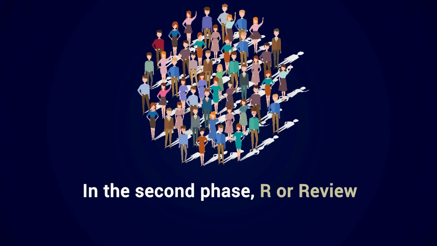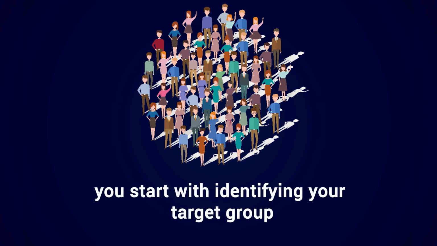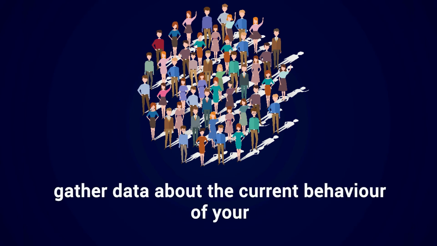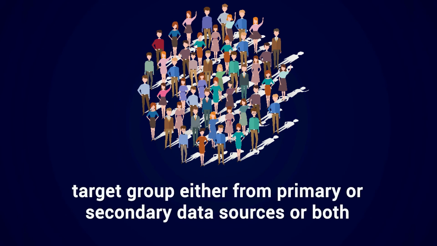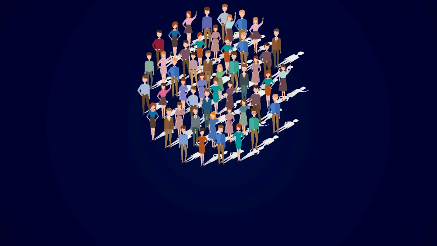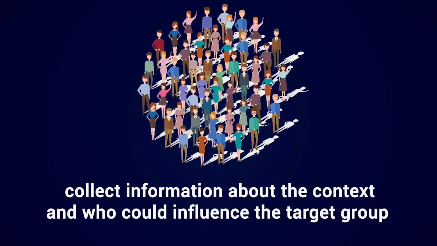In the second phase, R or Review, you start with identifying your target group. Subsequently, you need to gather data about the current behavior of your target group, either from primary or secondary data sources, or both. You also need to collect information about the context and who could influence the target group.